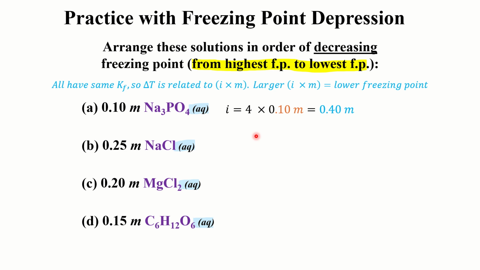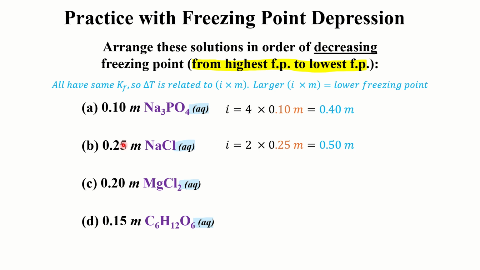All right, so because these are all aqueous, we assume they're all in water, so they all have the same Kf. So delta T is purely related to i times m. A larger i times m is going to give us a lower freezing point. So sodium phosphate here, we have a concentration of 0.10 molal and a van 't Hoff factor of 4, which gives us an effective concentration of 0.40 molal.